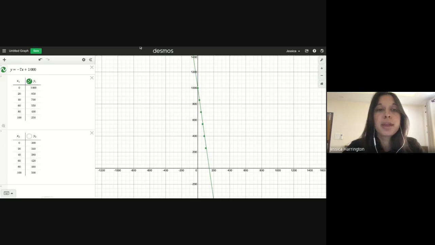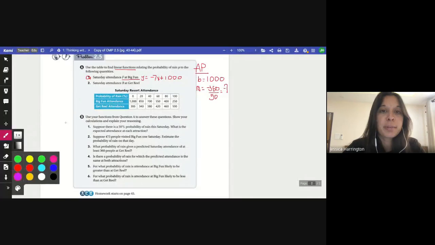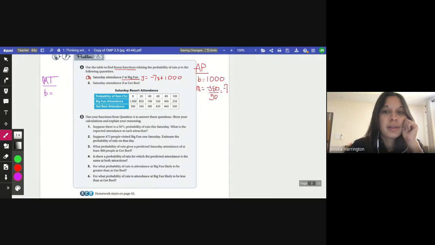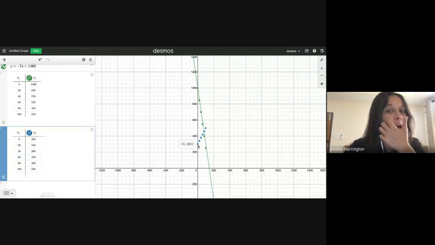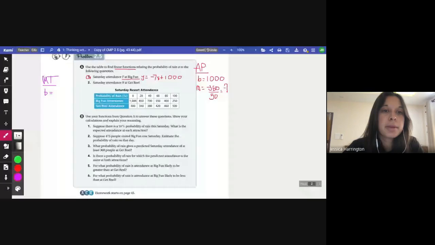Now let's do the same thing for the movie theater. So I'm going to come over here. I'm going to do movie theater in purple. I'll do it on this side, movie theater. Okay, so we can easily find our b. Where does it cross the y-axis? Let's come back over here. Turn the blue points on. Where does it cross the y-axis? Well, it crosses the y-axis right here when y is 300. So if I come back over here, I can write that b is 300.